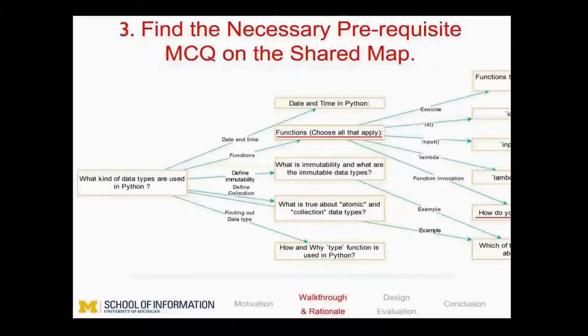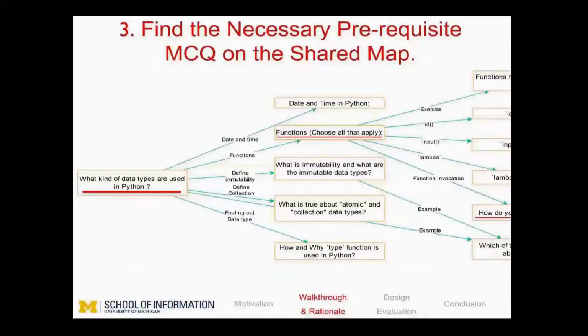One of the main differences between our design and other MCQ generation systems is a shared map where students draw prerequisite links between questions. The student navigates through the shared map of existing MCQs and proceeds forward to reach the related topic and find the necessary MCQ that other students should learn first to be able to learn the new MCQ. Here the student starts from the question, what kind of data types are used in Python?